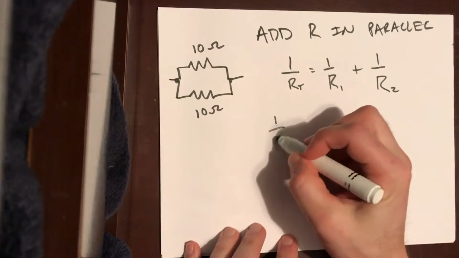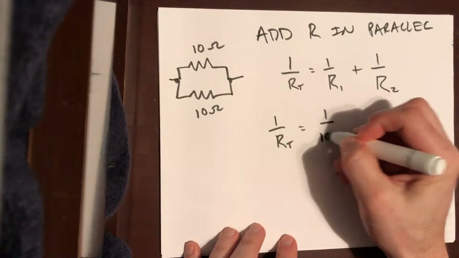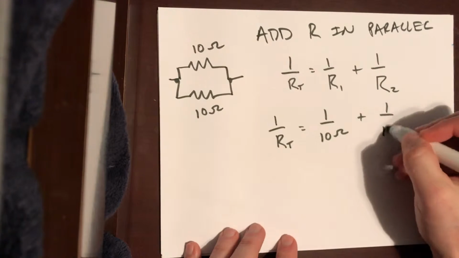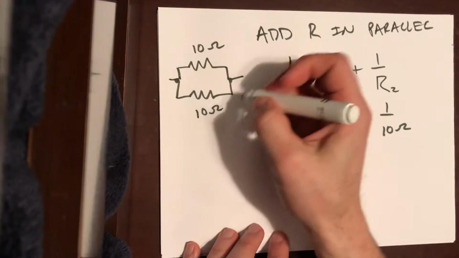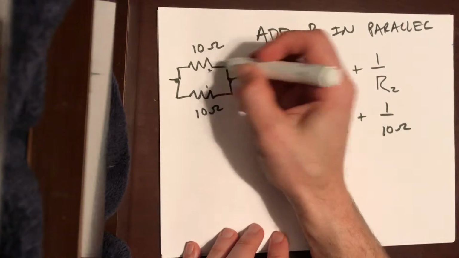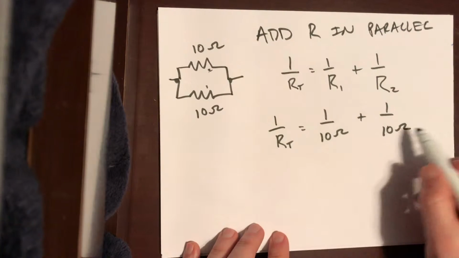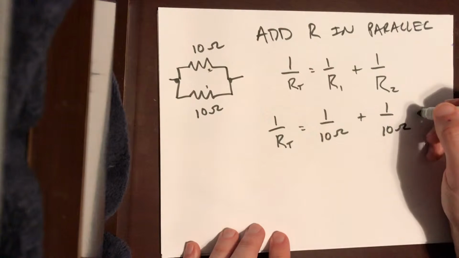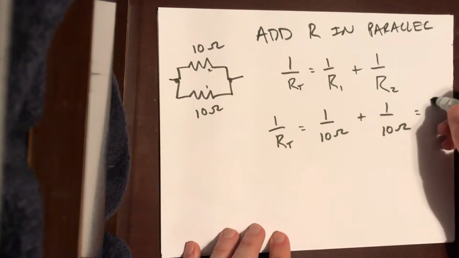So we have 1 over R total is equal to 1 over 10 ohms, and this other one would be 1 over 10 ohms as well. I don't have to worry too much about which one is which, whether this one is 1 and this one is 2, because they're both the same. But in any event, I want to be careful not to add across the denominators because that would be wrong. That would be bad math. So I can add them as I normally would, and this becomes 2 over 10 ohms.